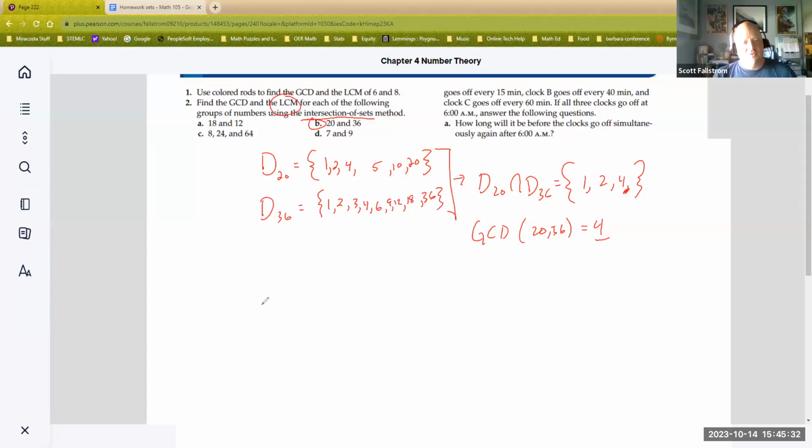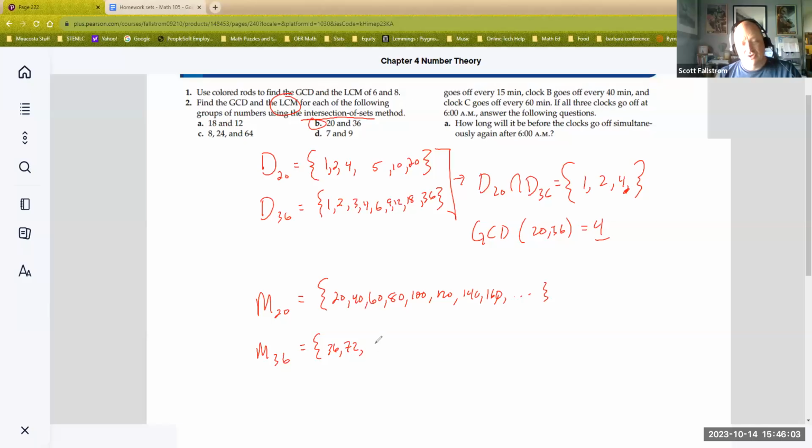So for the least common multiple, I would do multiples of 20 and multiples of 36. Multiples of 20 would be 20, 40, 60, 80, 100, 120, 140, 160, and dot, dot, dot, because it keeps going for a while. Let's see here, multiples of 36.